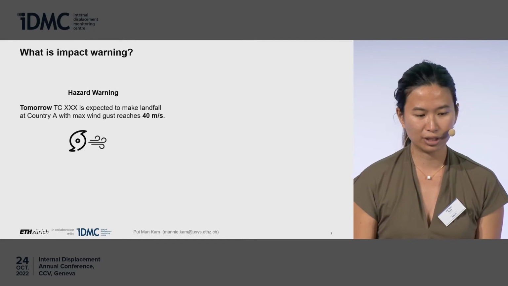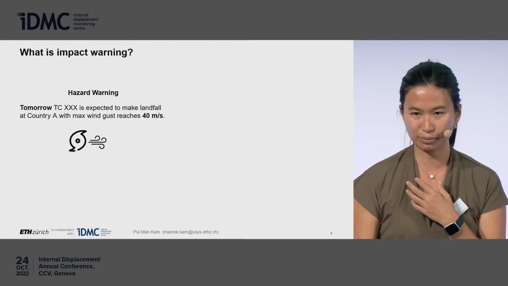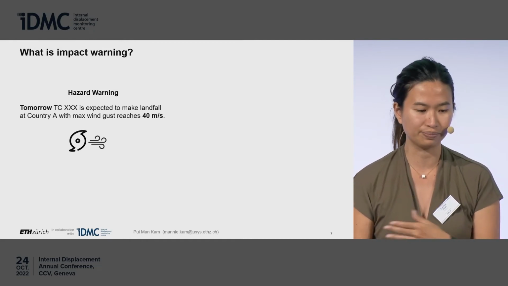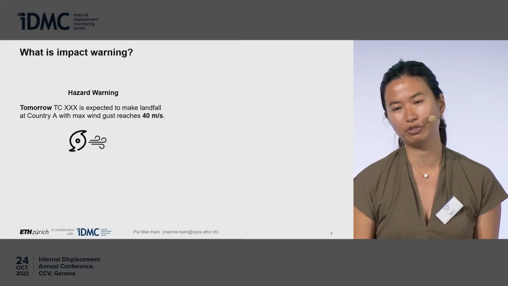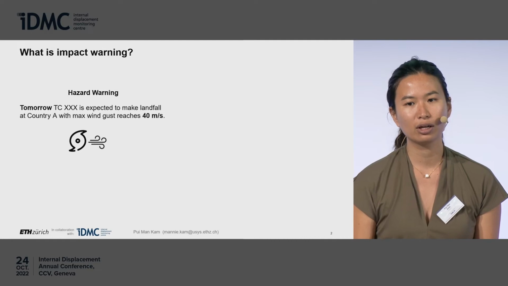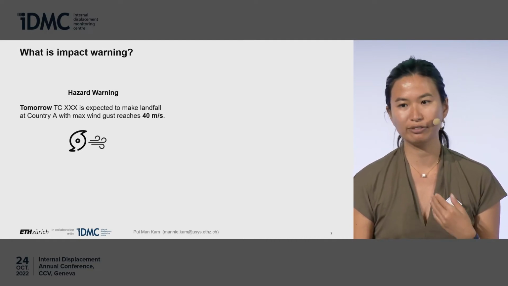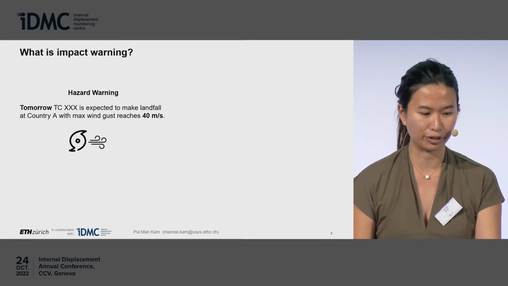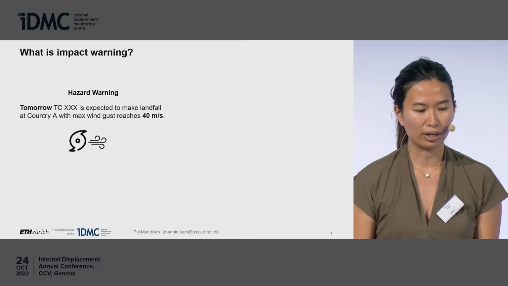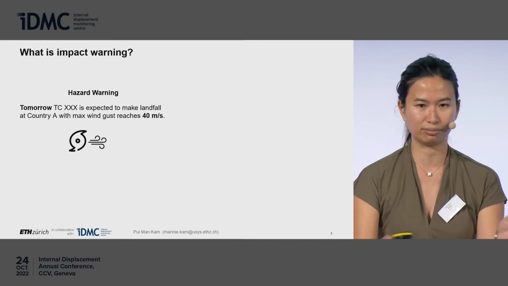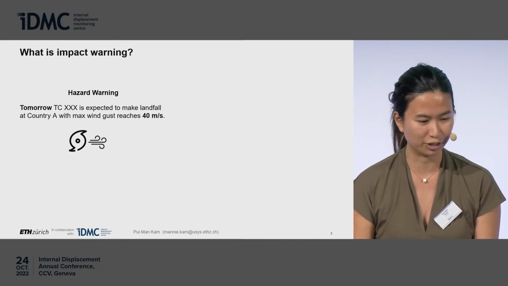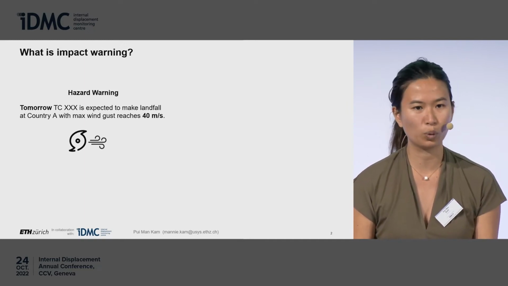So let's go to the hazard warning, the very typical thing that you get. The weather agency probably provides you information about the incoming tropical cyclone, but what information they give you is usually, for example, here it's stated which cyclone is approximately to make landfall in some place, for example country A, with some wind intensity.